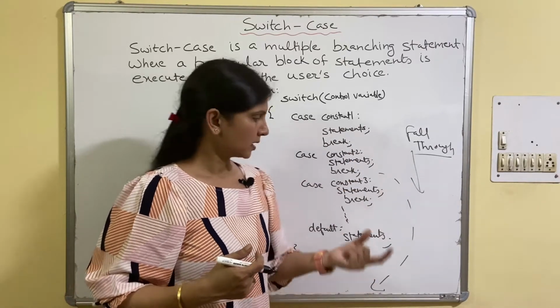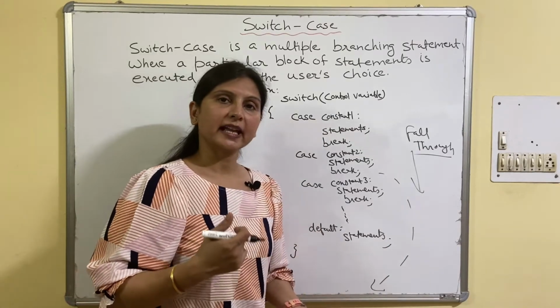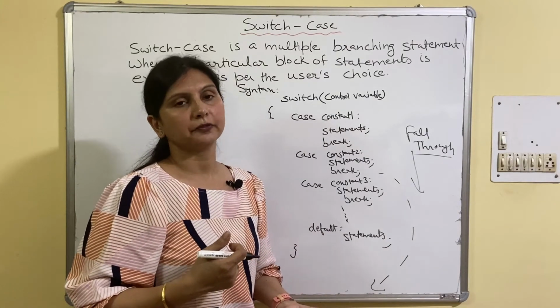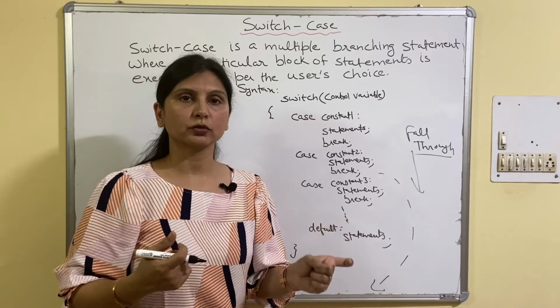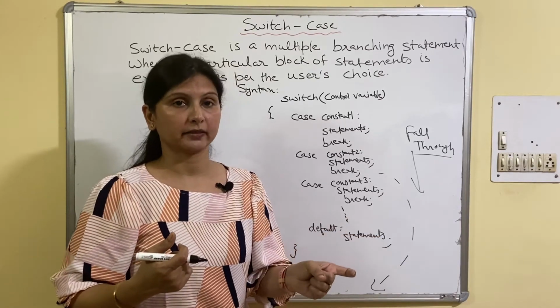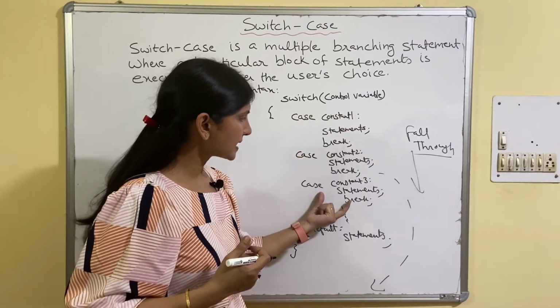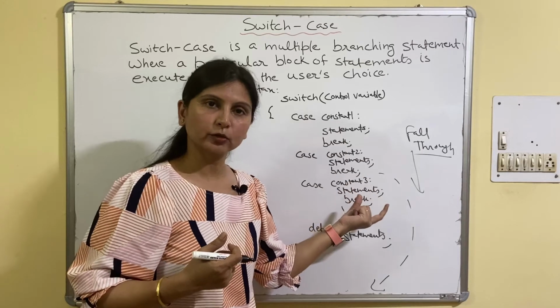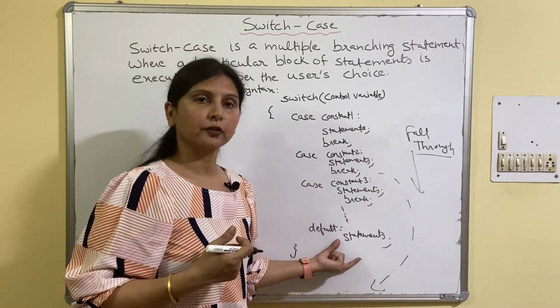Fall through. Now the default. The default is the same as the else statement of if else. If you remember, in if else, if the condition is true, do this, otherwise do that. In the same way, if it matches with the cases, then it will execute the particular block, otherwise it will come to the default.